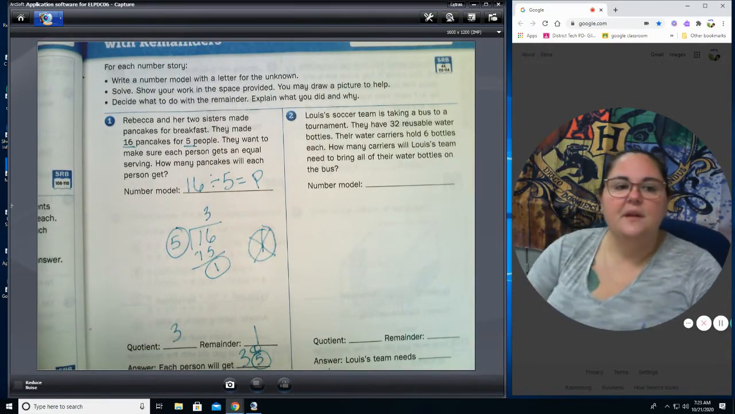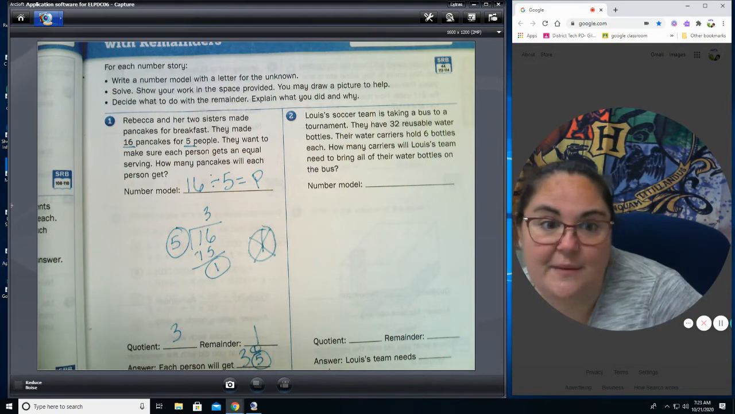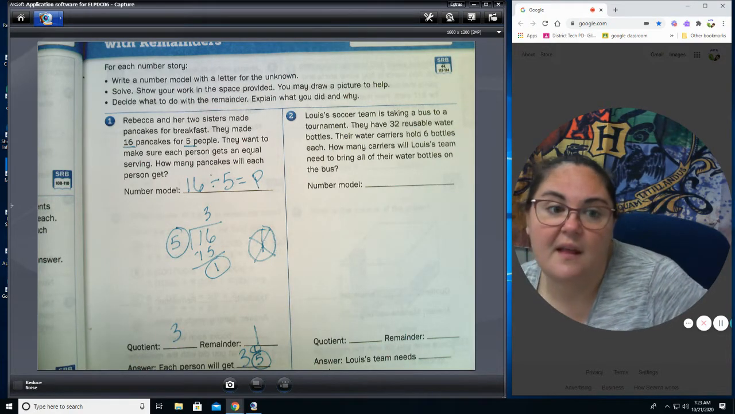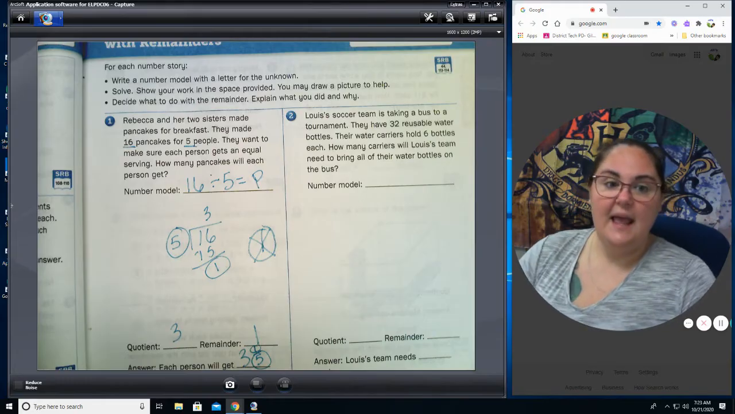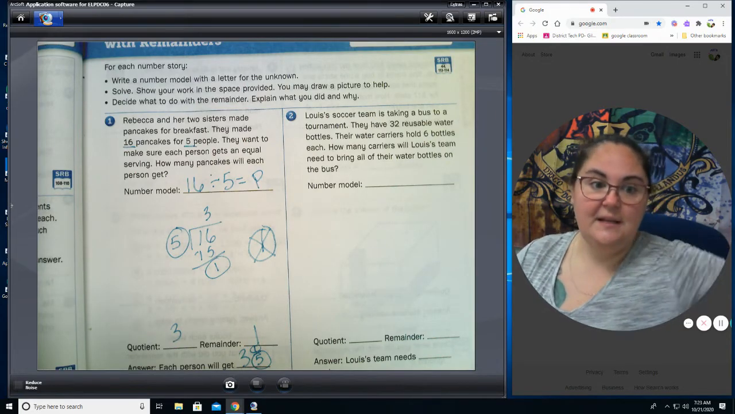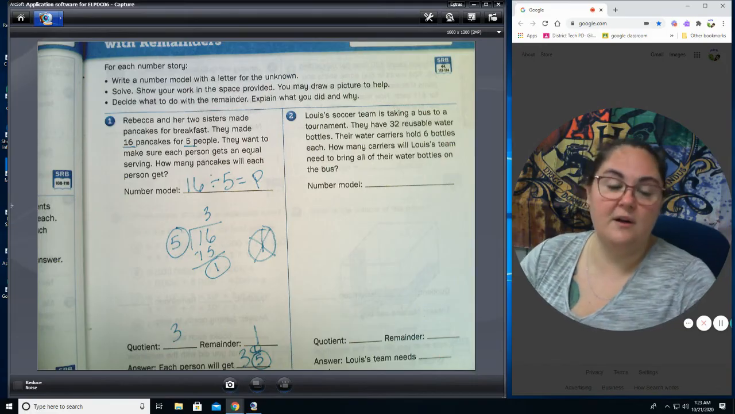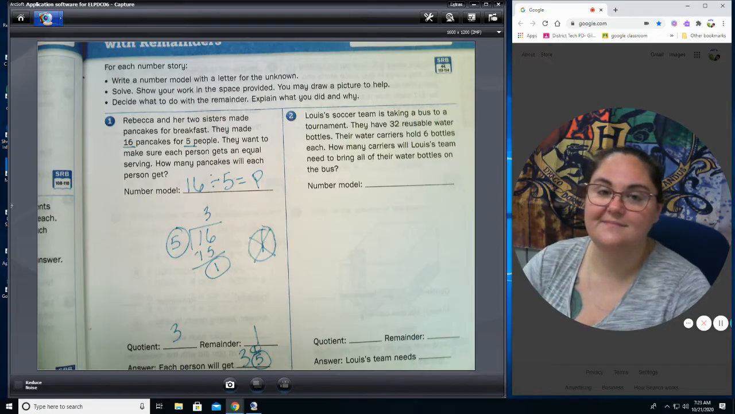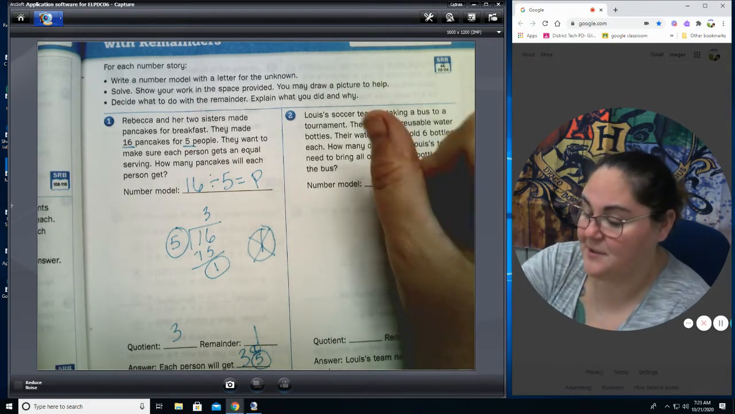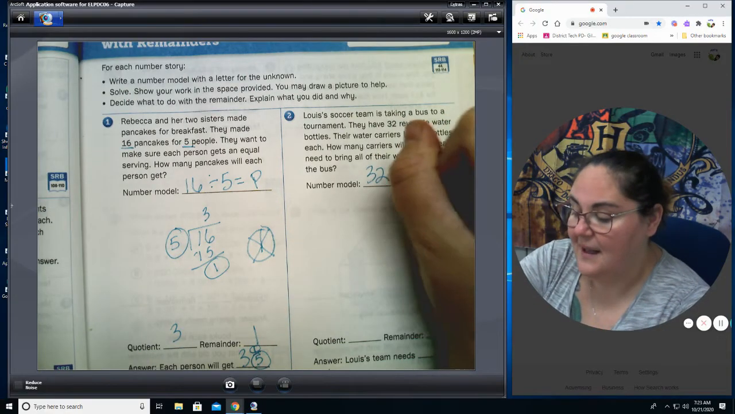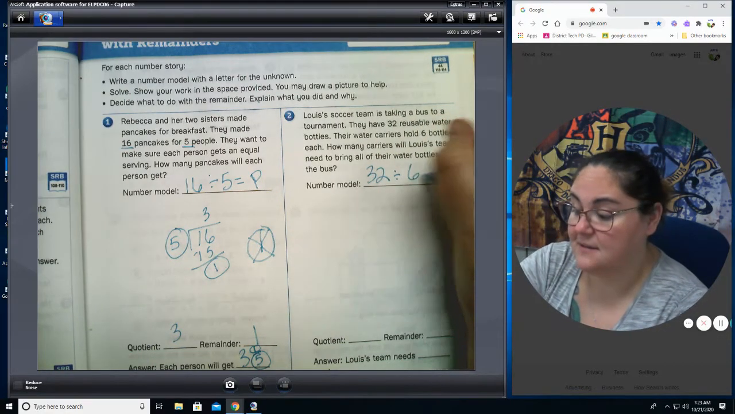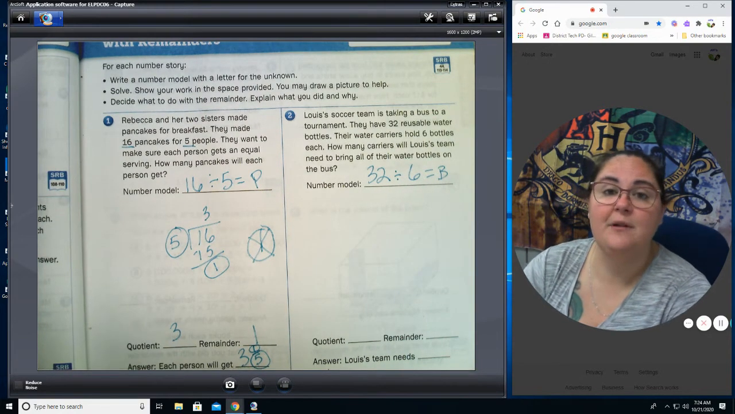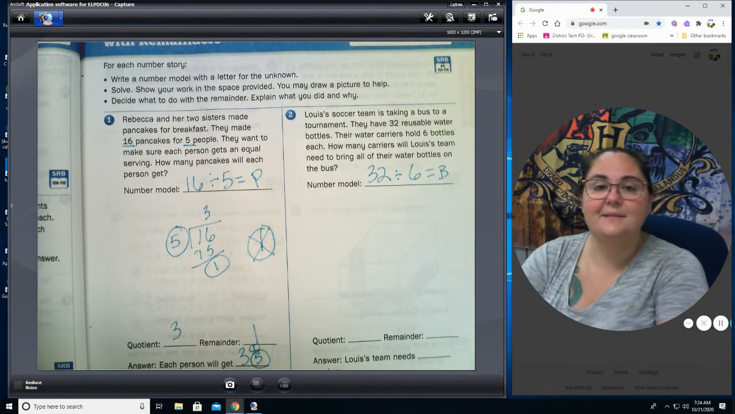All right, let's look at number 2. Lewis's soccer team is taking a bus to a tournament. They have 32 reusable water bottles. Their water carriers hold 6 bottles. How many carriers will Lewis's team need to bring for all of their water bottles on the bus? So, what am I dividing? I'm dividing my 32 water bottles. And I'm dividing them into containers that hold 6. 32 divided by 6. I want you to do this problem. Pause, do the division, and then come back.